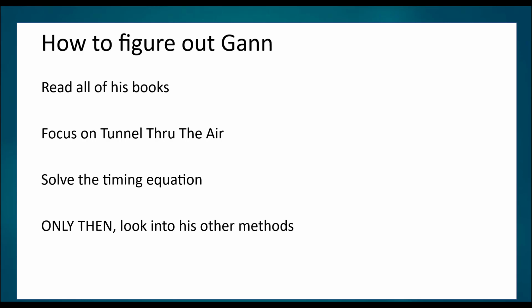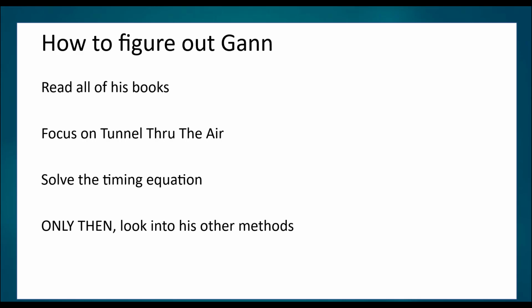It's not easy, obviously, but your first priority has to be to figure out the time cycles. If you figure out the timing equation, everything else will make sense. Everything else is going to fall into place. And then you can start figuring out the wheels of price and the deeper use of square root of 9 and the geometry and everything else. Everything else only makes sense when you have the time cycles.